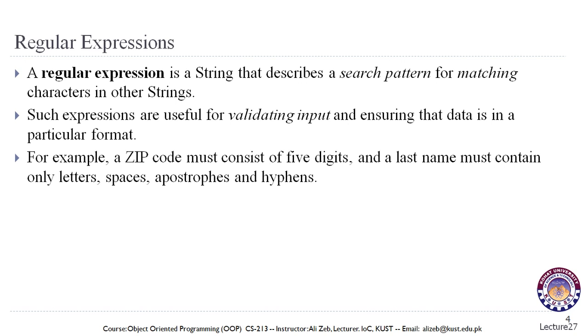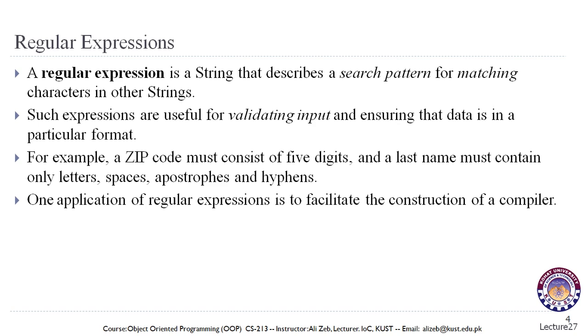For example, a zip code must consist of 5 digits. Here we are talking about the US zip code. Every country has their own zip code and their own pattern of the zip codes. And a last name must contain only letters, spaces, apostrophes and hyphens. We do not usually allow numbers in our names.